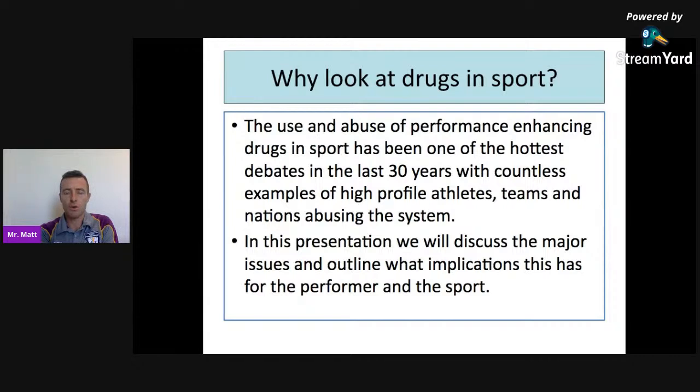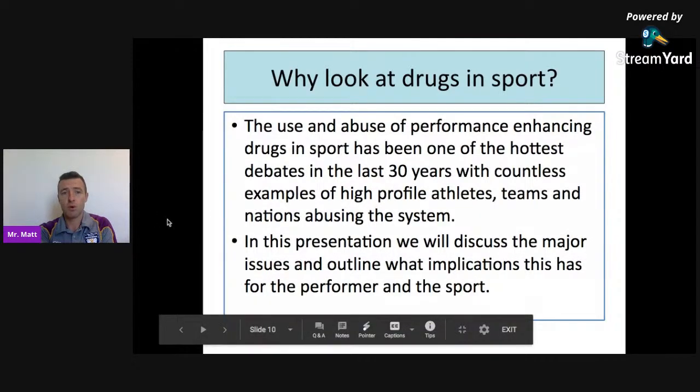So make sure you know for this unit your examples, your 3 different drugs, the reasons why people take them, and what kind of effects that is having on the sport and the performers, and also what problems we face for drugs in sports.